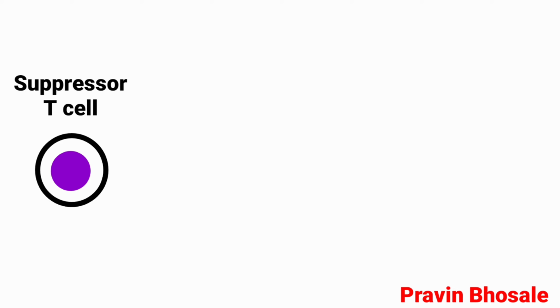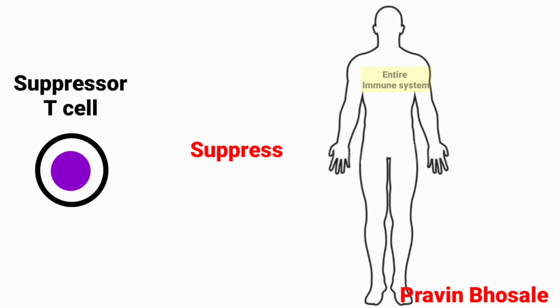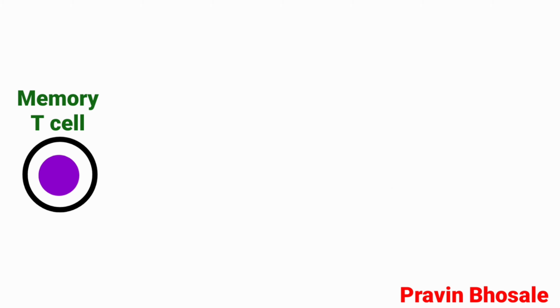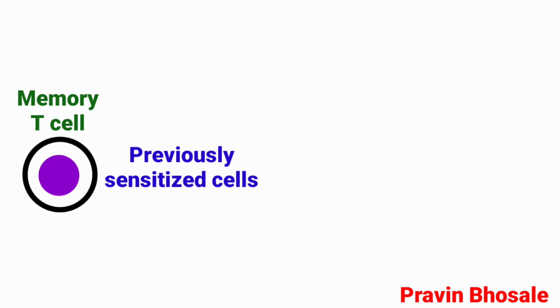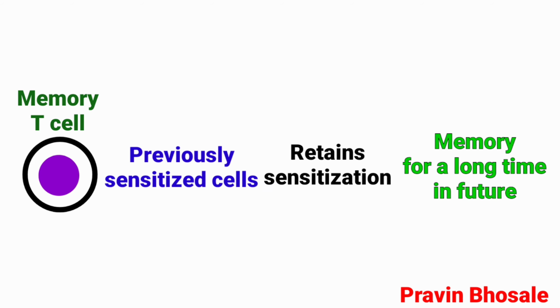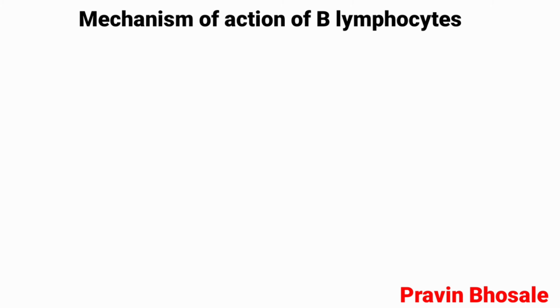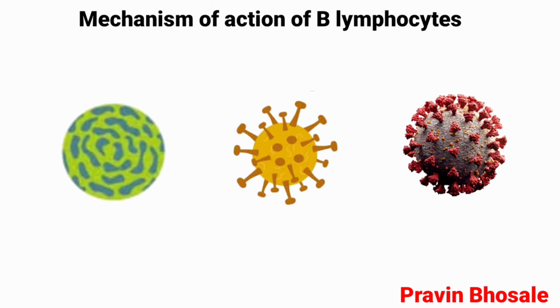Suppressor T cells. These cells suppress the entire immune system against attack on the body's own cells. Memory T cells. These are previously sensitized cells which retain the sensitization memory for a long time in the future. Mechanism of action of B lymphocyte to antigen.